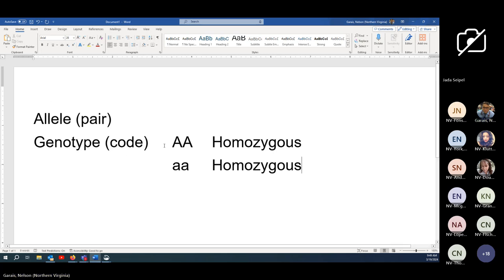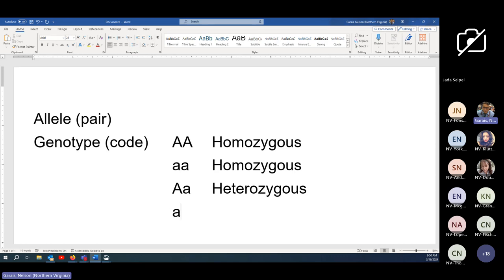The same. So you could have a code, capital A, capital A, that's one allele pair, and that's called homozygous. Lowercase a, lowercase a, that's also called homozygous. And then you're going to have this situation where you have one capital A, one lowercase a, and that's what? Heterozygous. Now, there's no such thing in genetics as lowercase a, capital A. We always write the more dominant one, the larger one, first, like so.